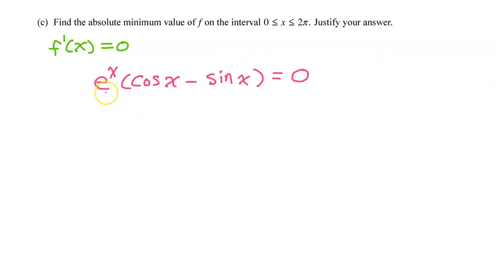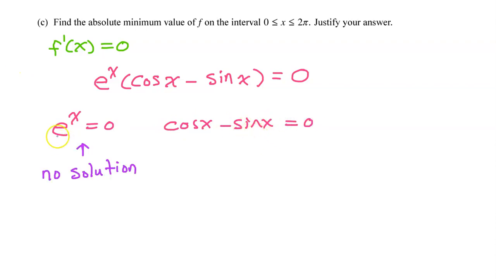Instead, we will just set the derivative equal to 0 and solve to find the remaining candidates. By the zero product property, I can set e to the x power equal to 0, or cosine x minus sine x will equal 0. If you think about this first equation for 2 seconds, you will realize that it has no solution.